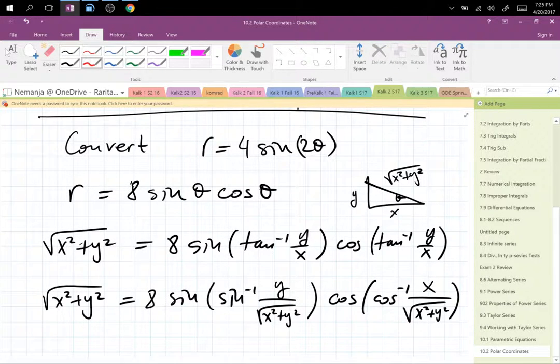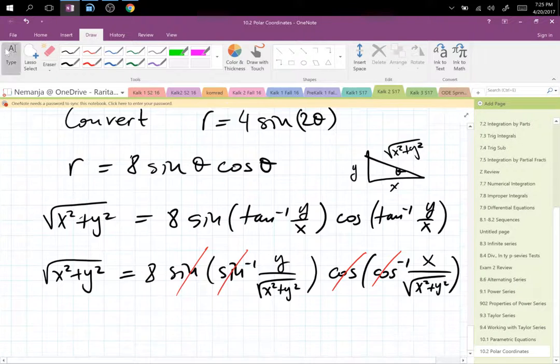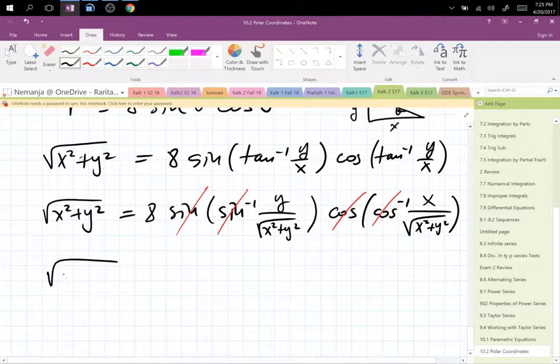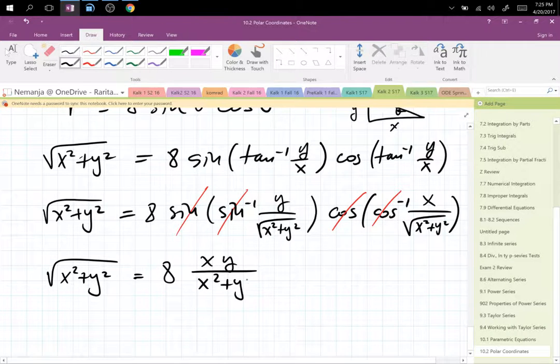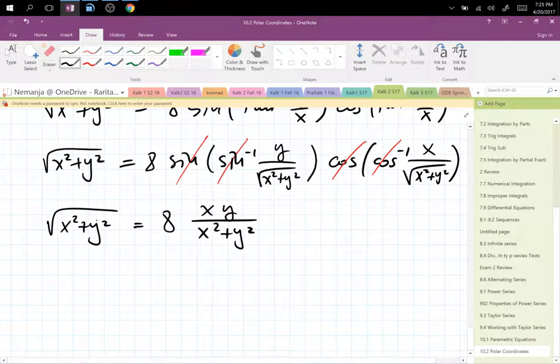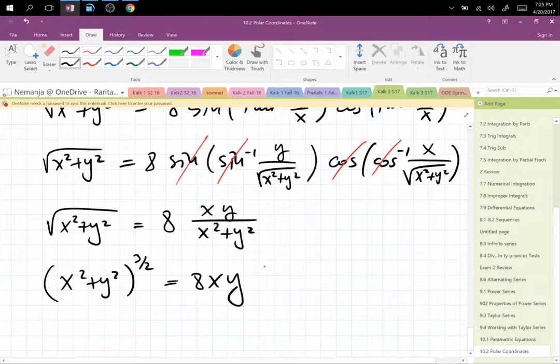Now all of these cosines and sines inverse cancel, and you get your thing over here, which is 8 times xy, and then root times root is just x squared plus y squared. Move that to the other side, it becomes x squared plus y squared to the 3/2 equals 8xy, and then you realize that there is no way to fish out y equals everything else. And you shouldn't have that, because it's not a function.